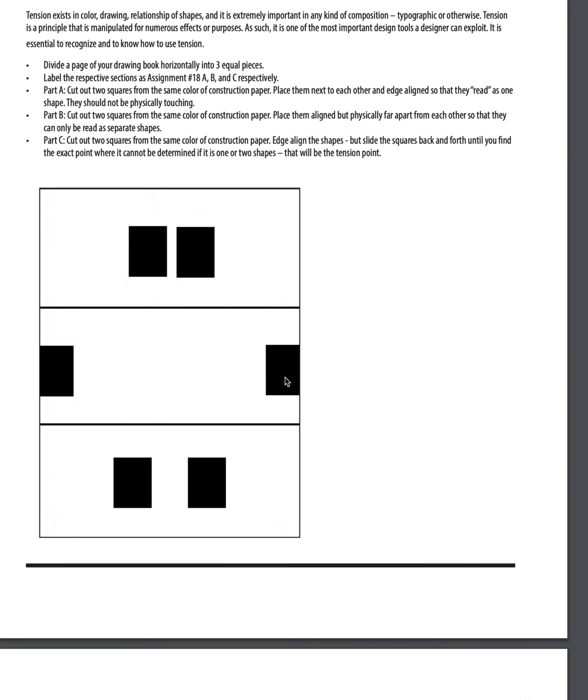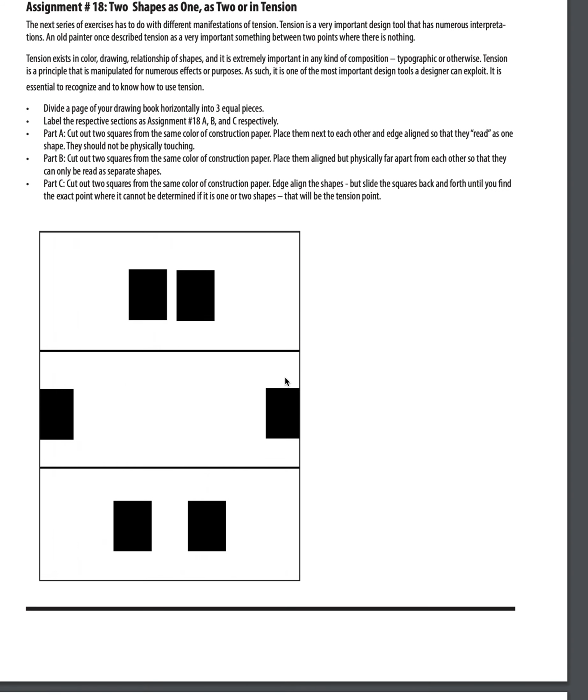All right, so if we look at assignment number 18, in the instructions, it tells us to divide the page into thirds. That's pretty straightforward. We'll do that quickly. And then it tells us to cut out 6 different rectangles. And the goal for this particular assignment is for you to start to consider relationships between items on the page.